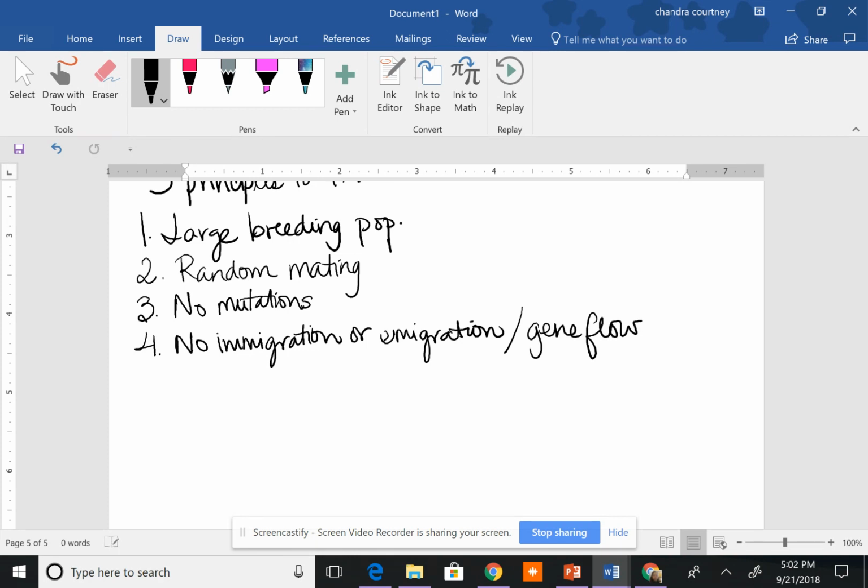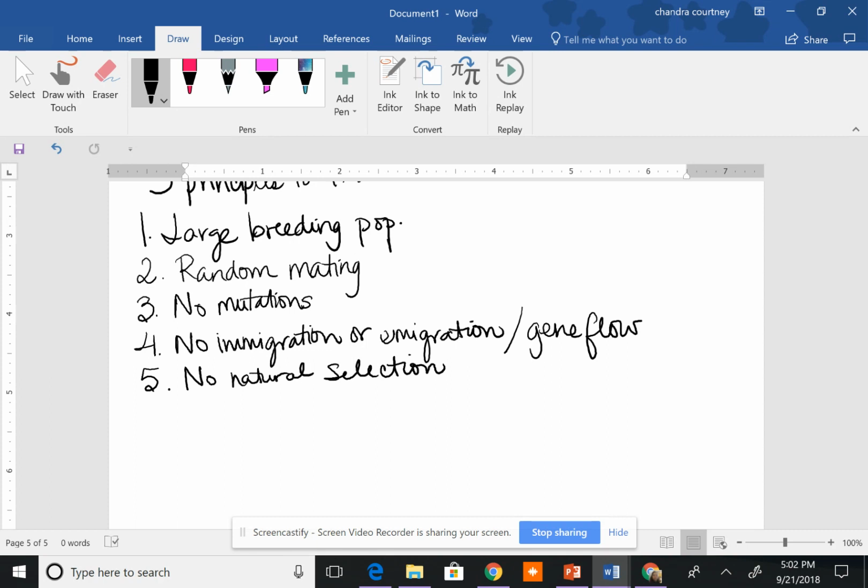So whenever you leave a city or a town that you've lived in and you move to someplace new, your genes move into that population with you. And then the last condition is no natural selection. The environment does not create situations where some individuals are more successful and live longer than others. All right, so those are your 5 conditions for Hardy-Weinberg.